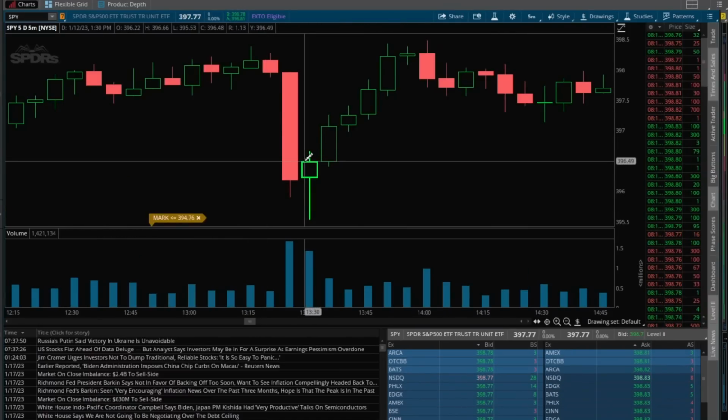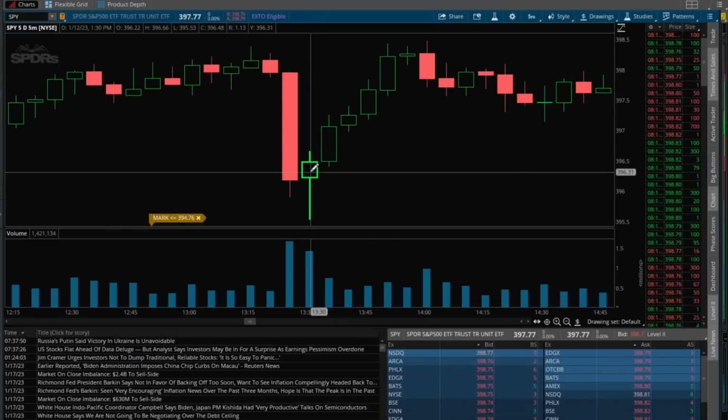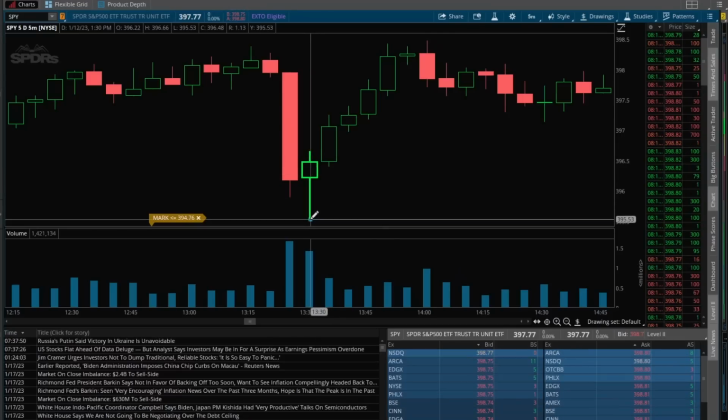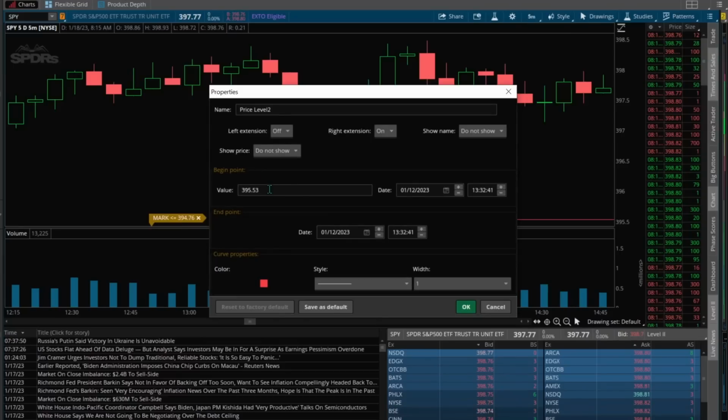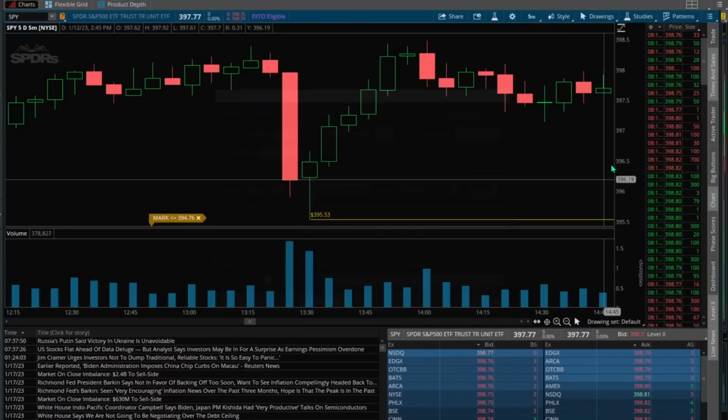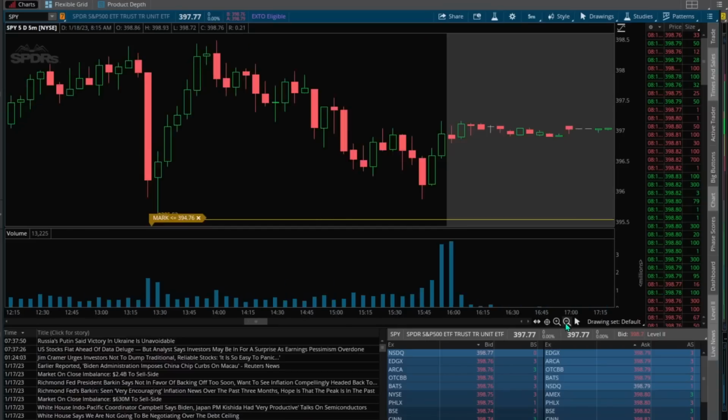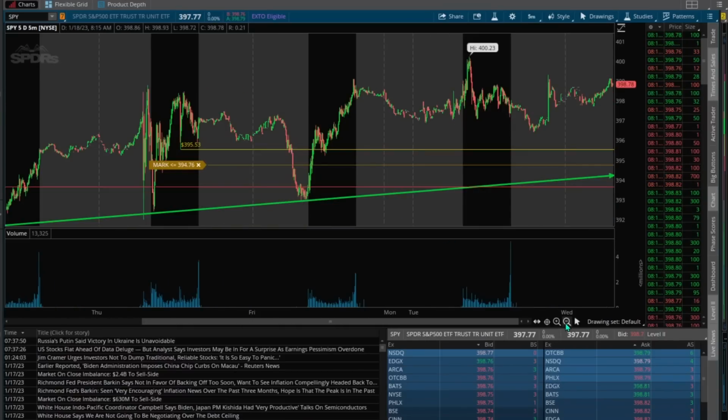So let me draw a better level for you guys. So low on this is 395.53. I'm going to double click this, and we're going to make this yellow and we're going to show the price on the left, hit OK. All right, so let's zoom back out. And that's an example of just drawing a key level.